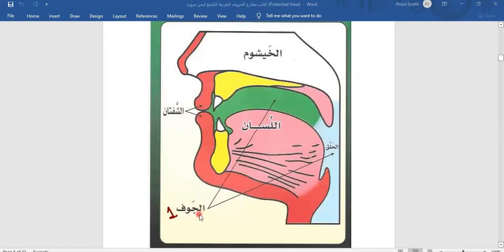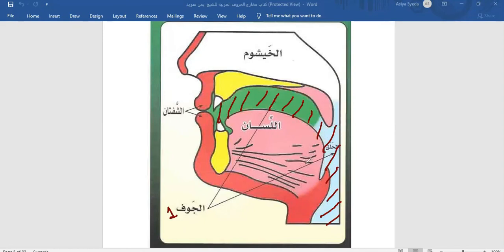I always use this book. This one by Sheikh Ayman Suwaid. This book is the go-to for me. So al-jawf, you can see the arrow in halq and fam, right? So this entire place, هو تجويف الحلق والفم. This is the definition of al-jawf, right? Alhamdulillah. So you say this is the empty space of the mouth and the throat.